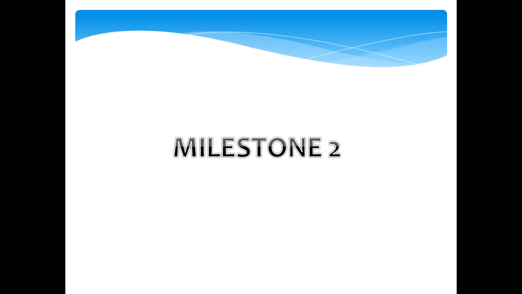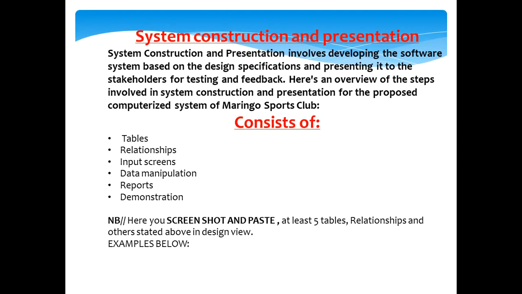Then we proceed to Milestone 2. Milestone 2 is done in second term. So what is expected in Milestone 2? We do something called system construction and presentation. System construction and presentation involves developing the software system based on the design specifications and presenting it to the stakeholders for testing and feedback. Here is an overview of the steps involved in system construction and presentation for the proposed computerized system of Maringo Sports Club.